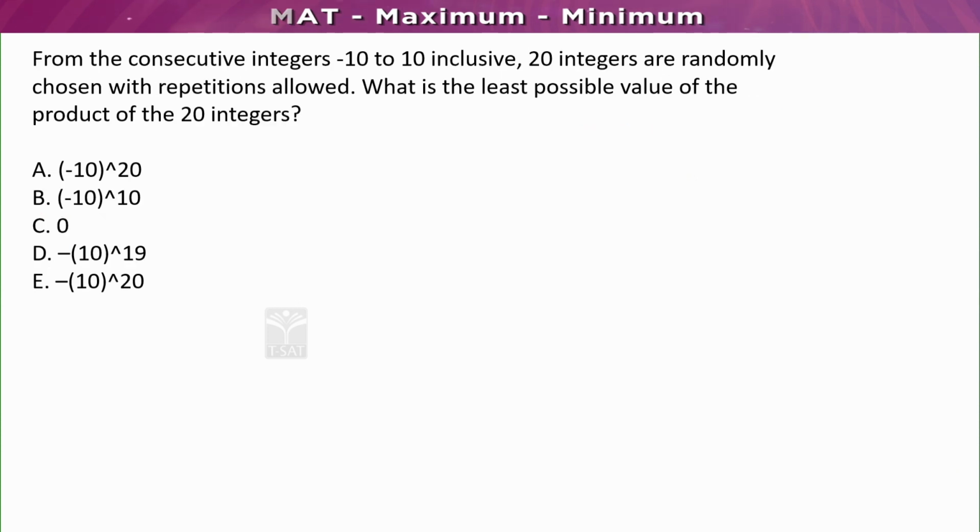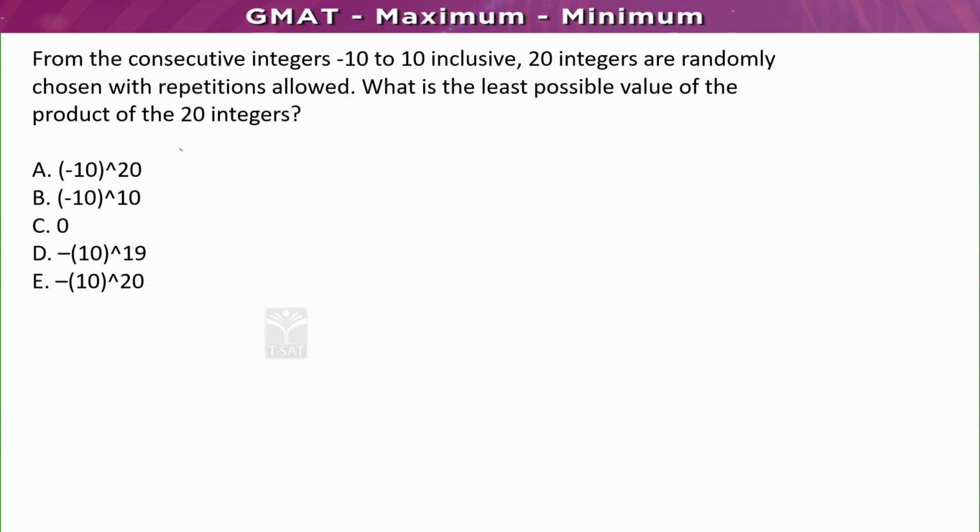From the consecutive integers minus 10 to 10 inclusive, 20 integers are randomly chosen with repetitions allowed. What is the least possible value of the product of the 20 integers? In this we can look at the options. When we look at the options, we can see which one is the least possible. They are asking the least possible value. We can see the least of the options is satisfying. We can check it by just checking the answers, and starting from the least value we will move our way upwards.